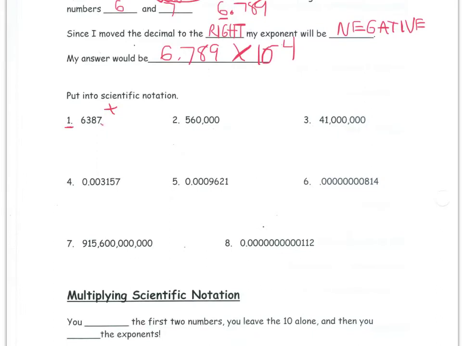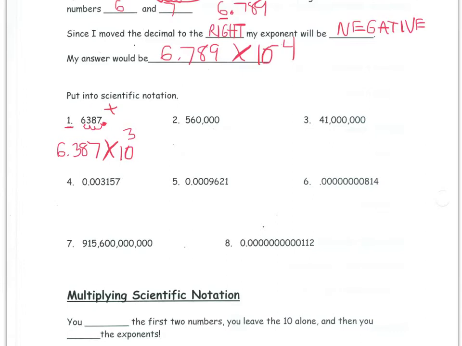Now the decimal is here. If I want the a value to be a single digit, I have to move it so it's between the 6 and the 3. So I move it 1, 2, 3 places between the 6 and the 3. So it becomes 6.387 times 10. Since I moved it 1, 2, 3, it's times 10 to the third.